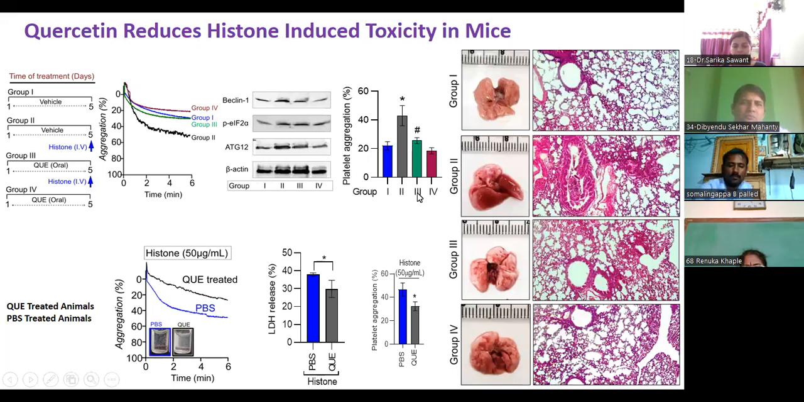And we have taken lung images, macroscopic as well as microscopic images. In the microscopic images, one can observe the intactness of lung structure in group 1 as well as group 4. In case of group 2, there is an accumulation of inflammatory cells all around the lung. In group 3, there is a significant decrease in the accumulation of inflammatory cells, and a clear indication of alveolar sacs in the lungs of animals treated with quercetin followed by histone.